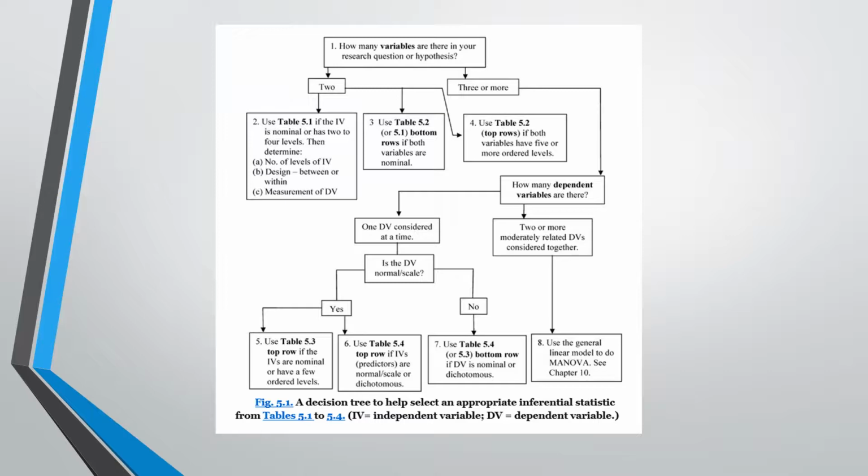Question 1 asks, how many variables are there in your research question or hypothesis? We have 3 or more, so we are going to follow this line to the next question that asks, how many dependent variables are there? We are looking at one dependent variable, which is math achievement. So the next question asks, is the dependent variable normal or scale?